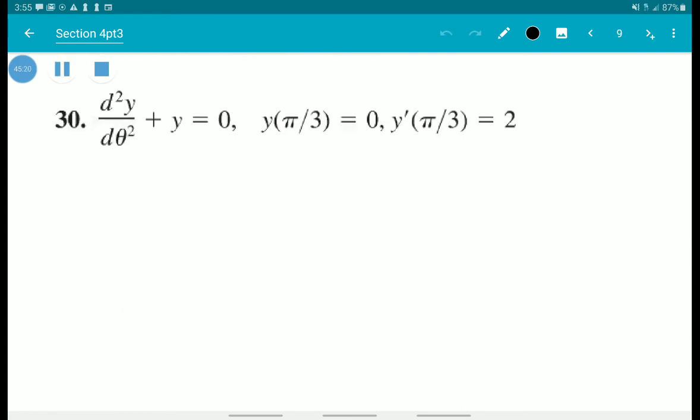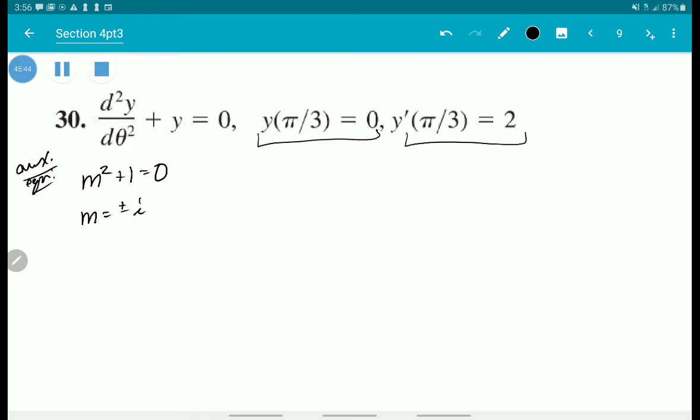So let's do one more. That's an initial value problem. This is a second order differential equation. And notice they have given us two initial conditions. So if we were to solve this, we would get m squared plus 1 is equal to 0. That's our auxiliary equation. That's where we always have to start. So that means m is going to be plus or minus i.